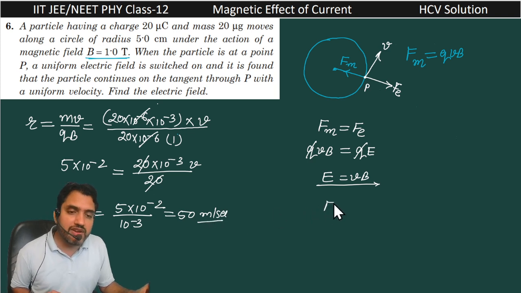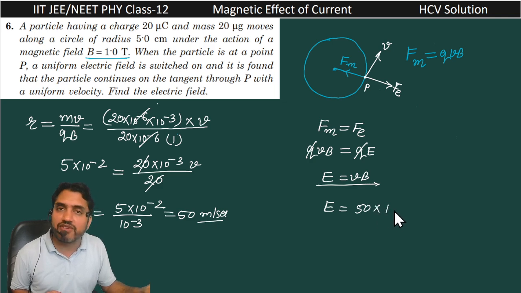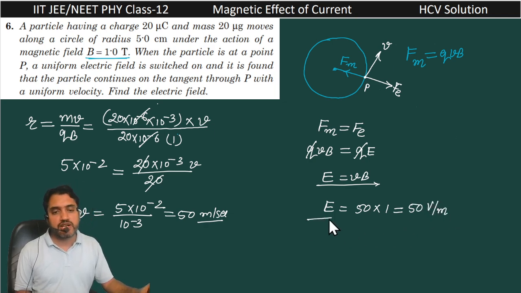So this electric field E is equal to velocity 50 and the magnetic field 1 Tesla. So it is equal to 50 volt per meter, or you can say Newton per coulomb. So that is the electric field.